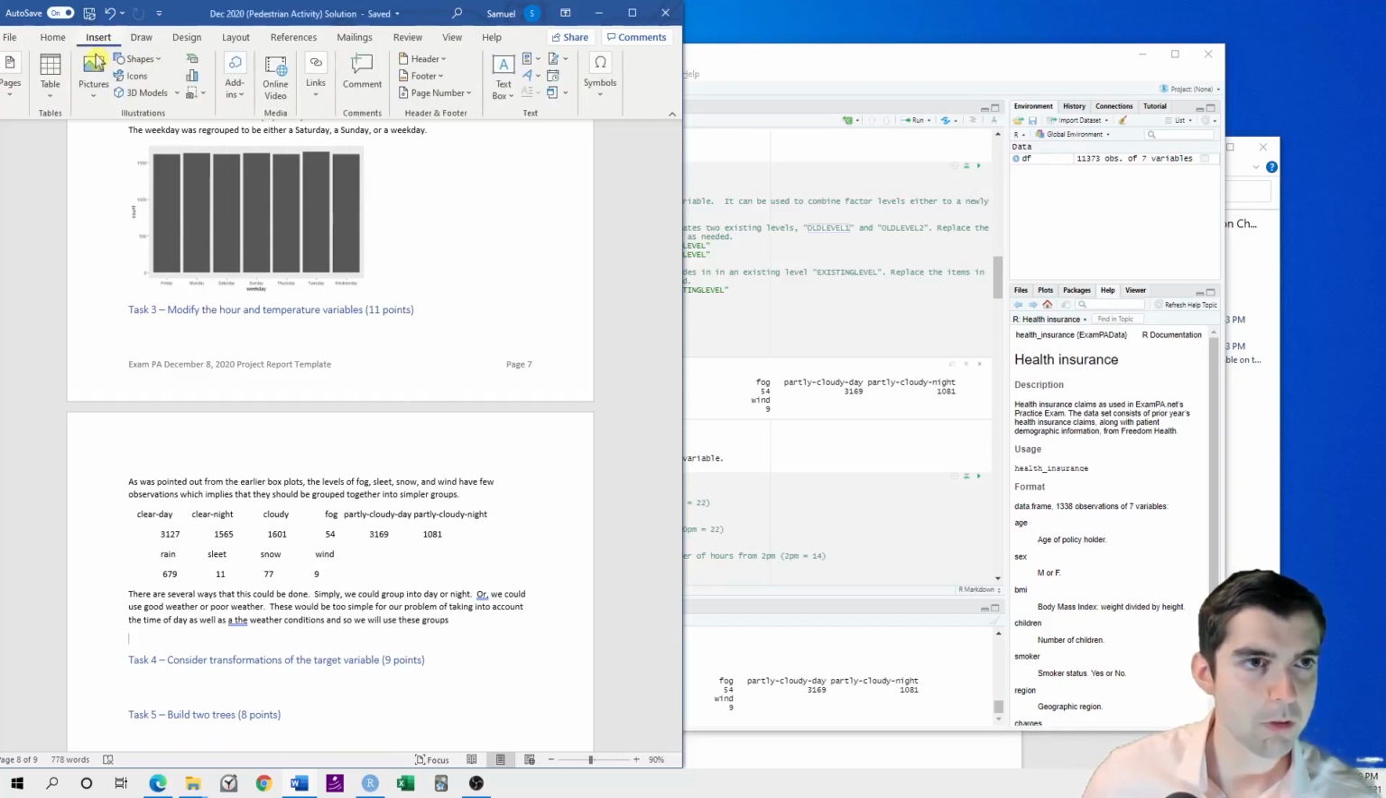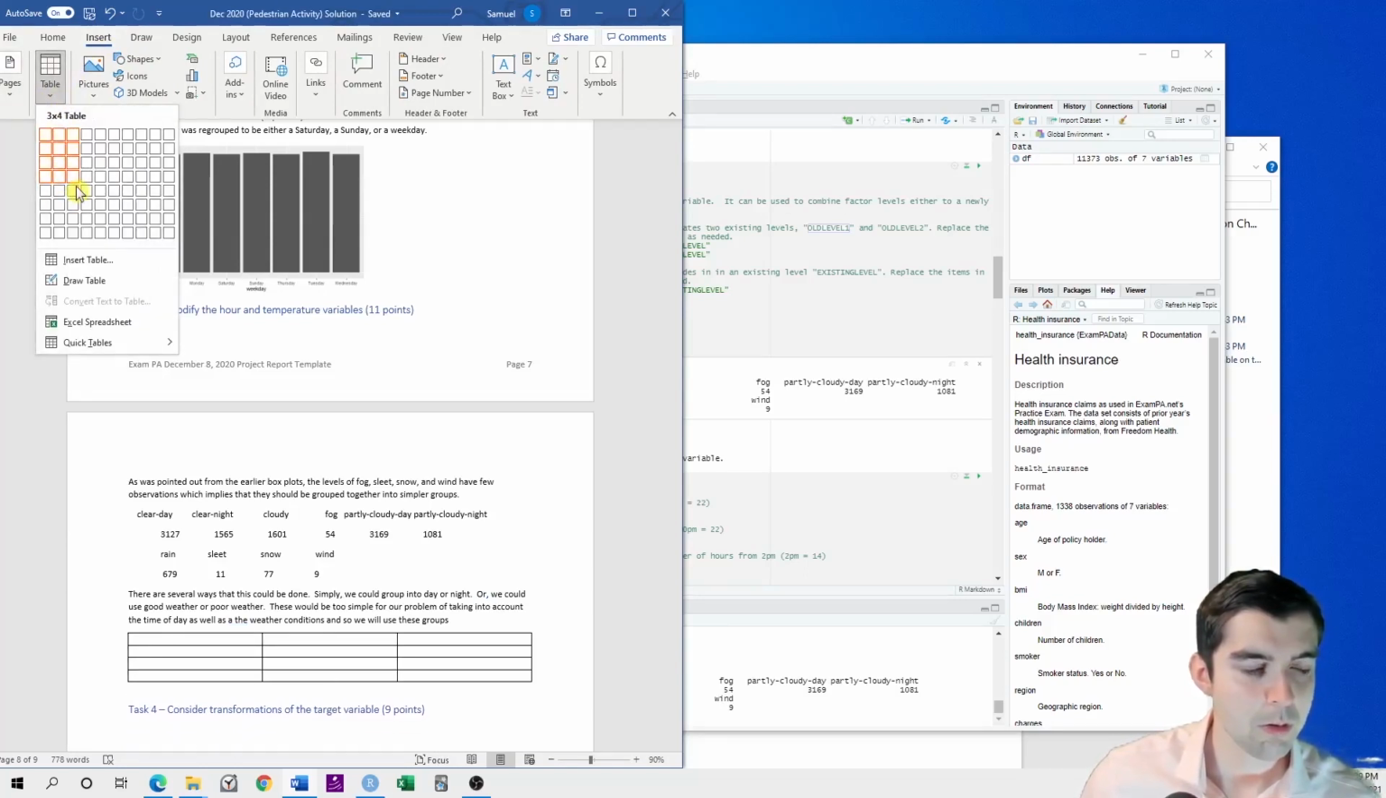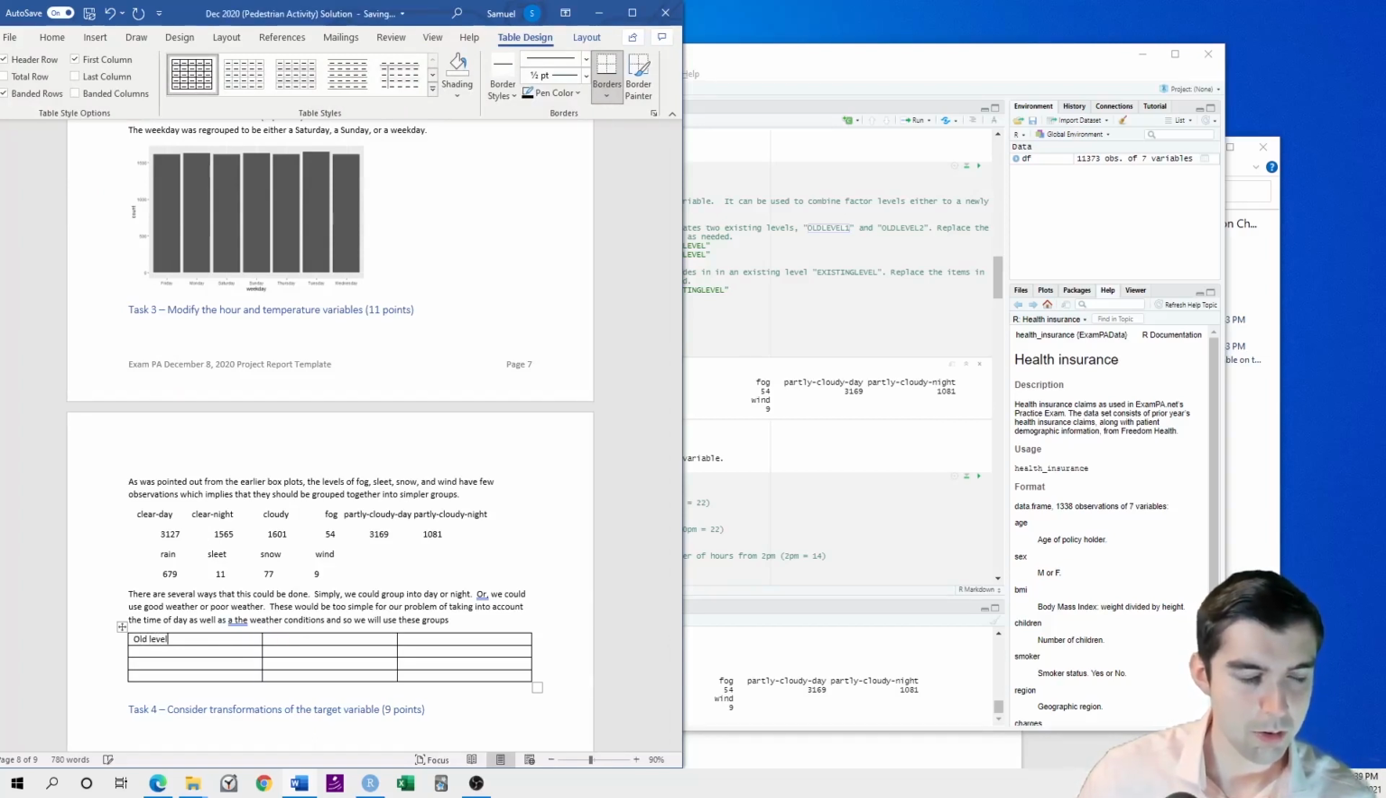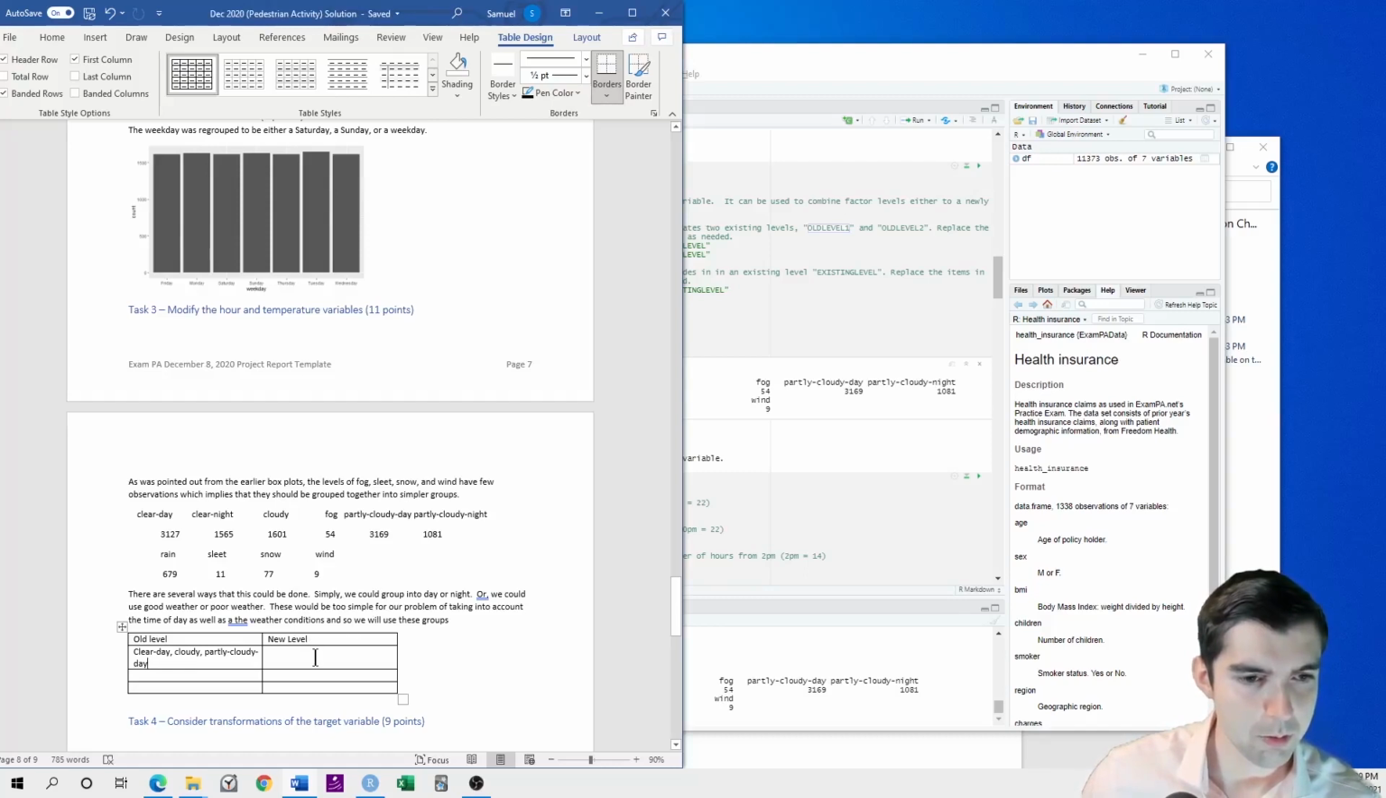Let's just make a simple table. So let's say old level, new level. So let's just put clear day, cloudy, partly cloudy. And then we'll just put into good weather or a nice day. And then if it's clear night, partly cloudy night, we say nice night. And if it's fog, rain, sleet, snow, wind, say bad weather.